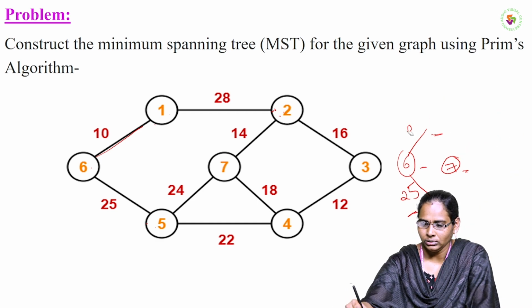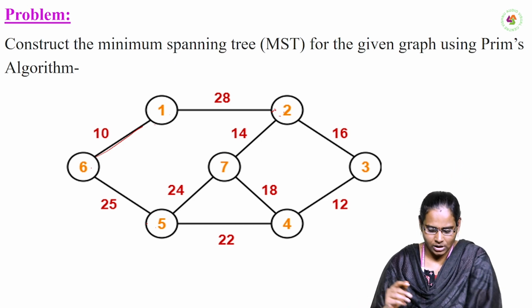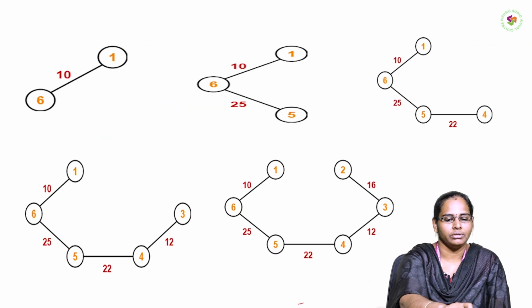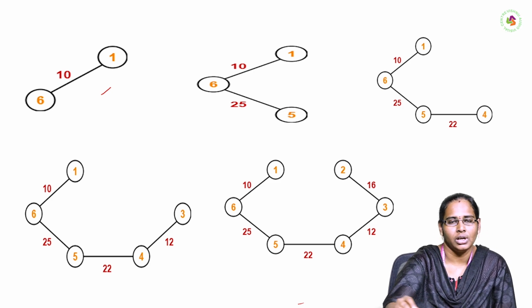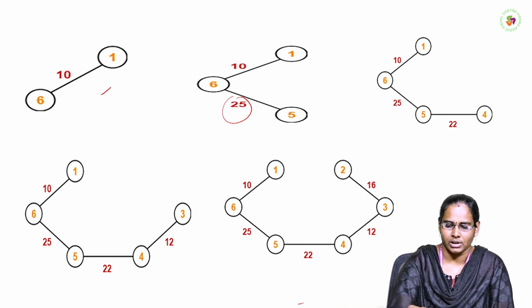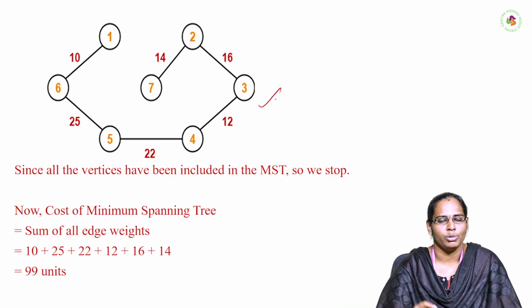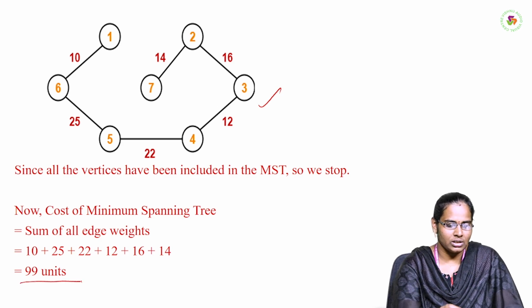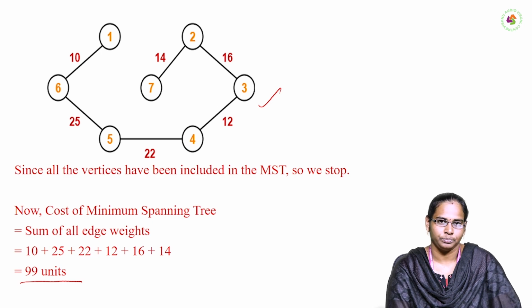Now you have to check the result of this Prim's algorithm. Resultant MST. Here, this is the first step. We have to select a random vertex and after that among all the edges which are connected to 1 and 6, we have to select a minimum weight and after that next, and finally we reach the required minimum spanning tree and the cost is 99 units. Yes, this is Prim's algorithm.